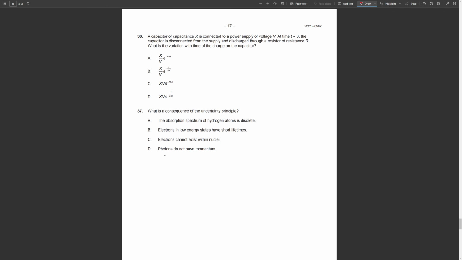Question 37. The answer is C. And actually, you can simply memorize this conclusion, but I will still show you the full derivation here, even though the following derivation might be slightly beyond the syllabus. Let's take a look at the uncertainty principle. Uncertainty in its position, uncertainty in its momentum, their product should be greater than Planck constant over 4 pi.